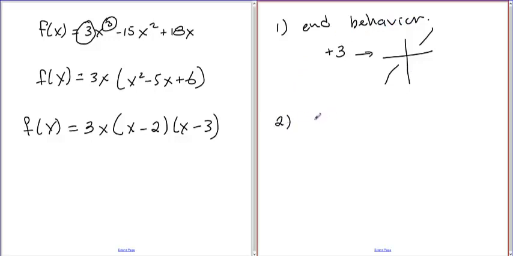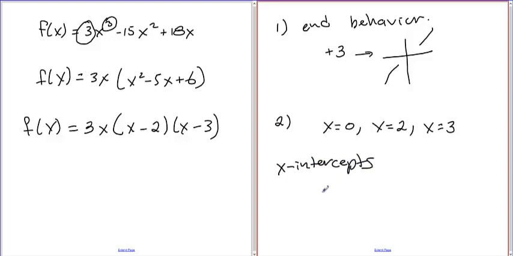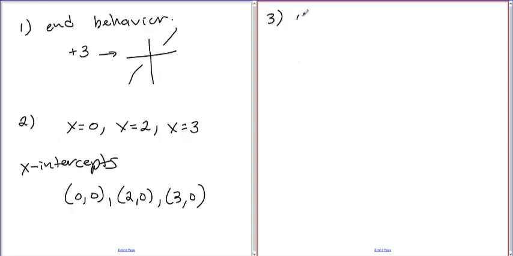The second thing is to find the zeros. Well, that's easy because I've already got it factored. So I have 3 zeros, one being x equals 0, the other one being x equals 2, because if I make x equal 2 here, this will go to 0, and x equals 3. So these are the zeros. The x-intercepts are going to be the points (0, 0), (2, 0), (3, 0). And then finally, we're going to pick some other points.